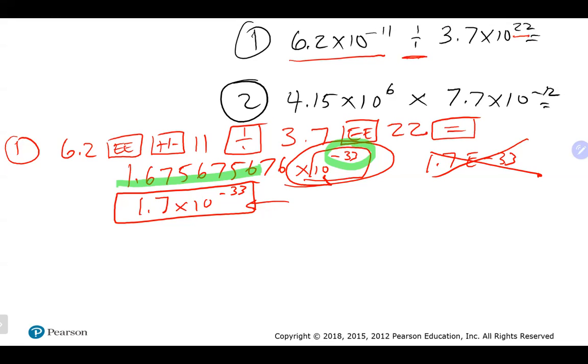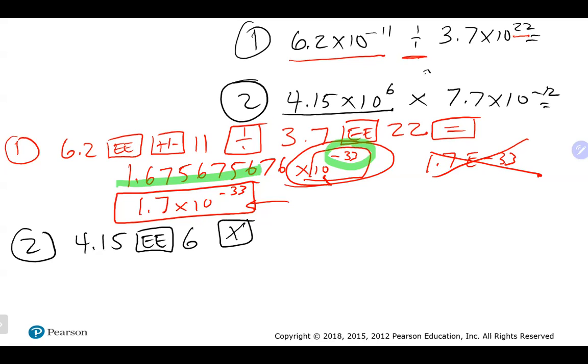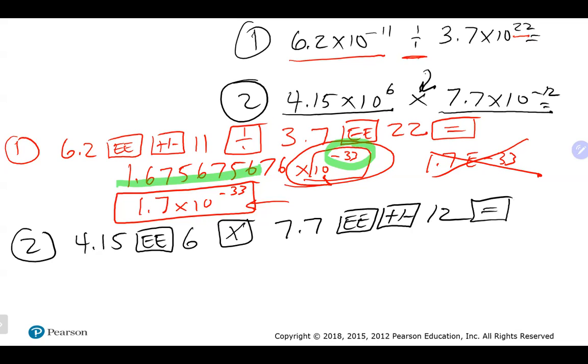Let's do the next one to make sure. We're going to go 4.15. Once again, we're going to do our exponent button. We're going to do just 6 because it's a positive 6 here, and that would put it in for that one. We're going to hit our multiplication button only because we are multiplying. We're going to do a 7.7. Once again, exponent button, negative button, and 12 in this case. That will take care of this, and we will hit equals.